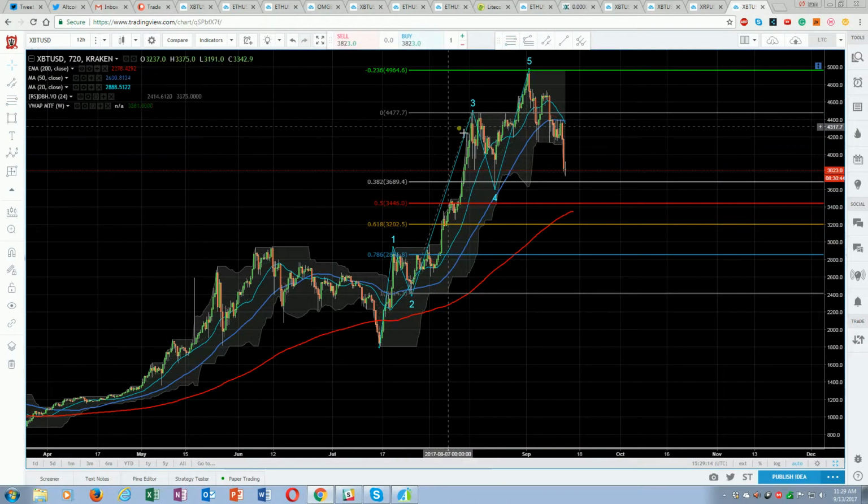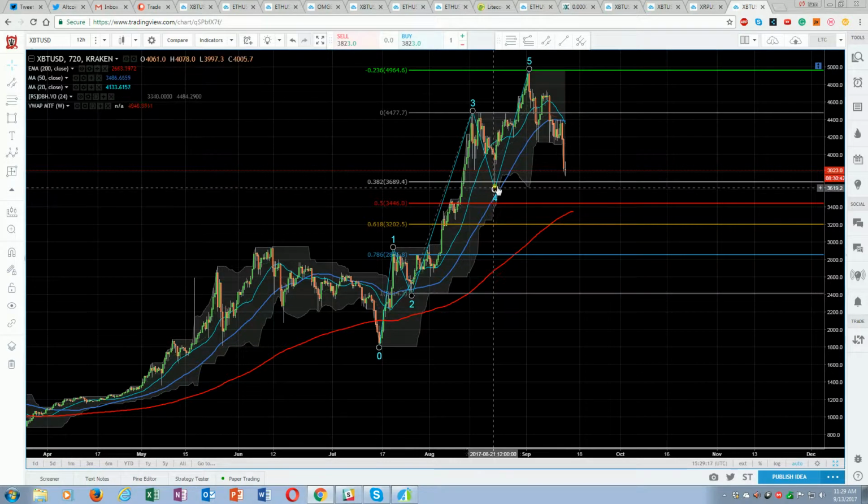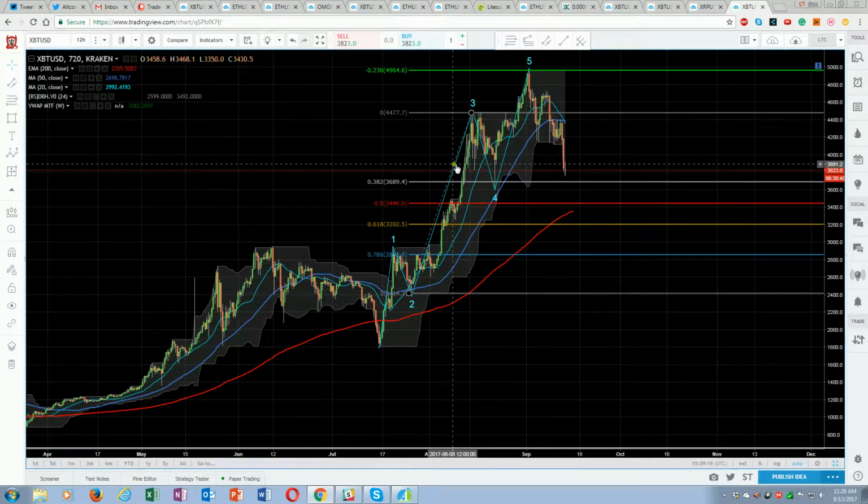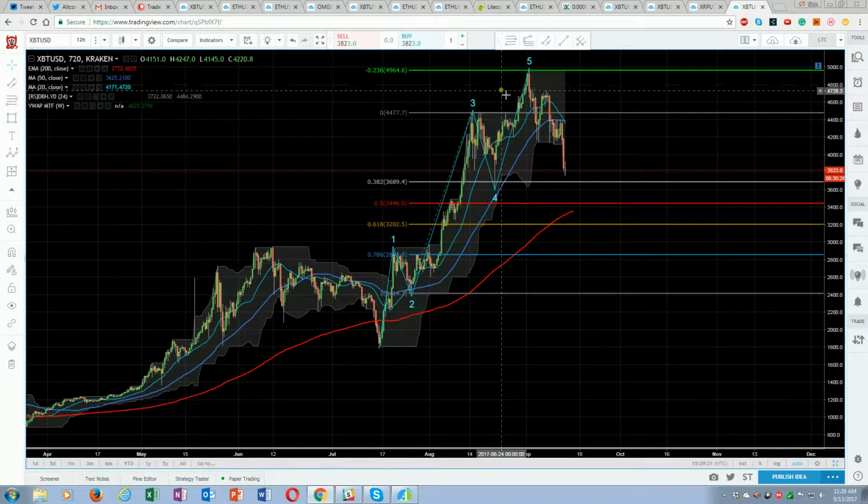So we get the 382. It's front run. Remember, the stronger the trend, the more likely we are to turn on the 382, not quite make it to the 50, and then we go right up to the negative 23, almost to the tick, and we have profit taking. So that was to be expected.